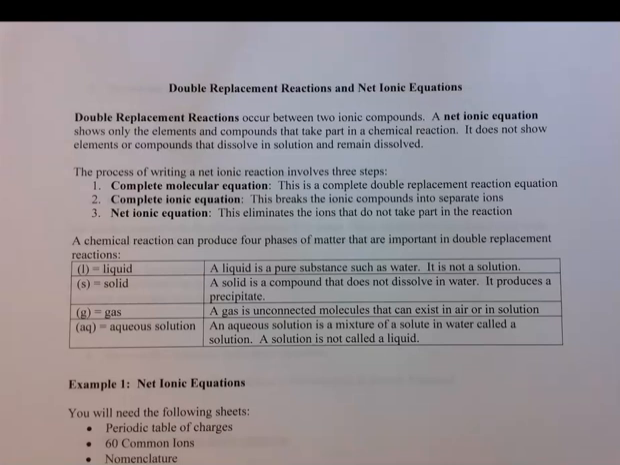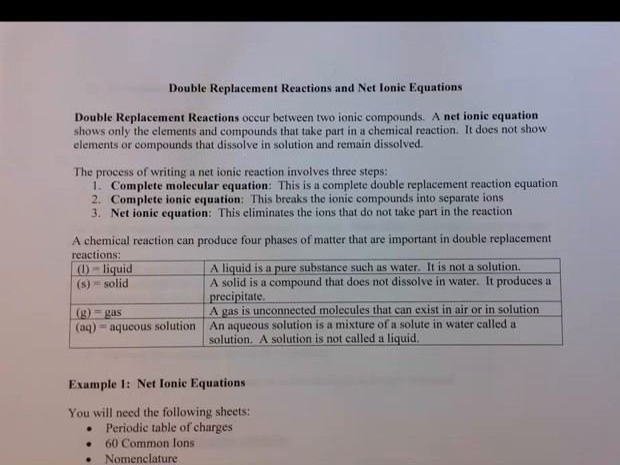So to write these, this is where we get into these phases of matter that you've seen sometimes, these letters that are behind chemical compounds. Many of you asked what they're for. So a chemical reaction can produce four phases of matter that are important in double replacement reactions. The liquid phase, and that's abbreviated by the L. So this is an L, not a 1, and it stands for liquid. A liquid is a pure substance such as water. It is not a solution.